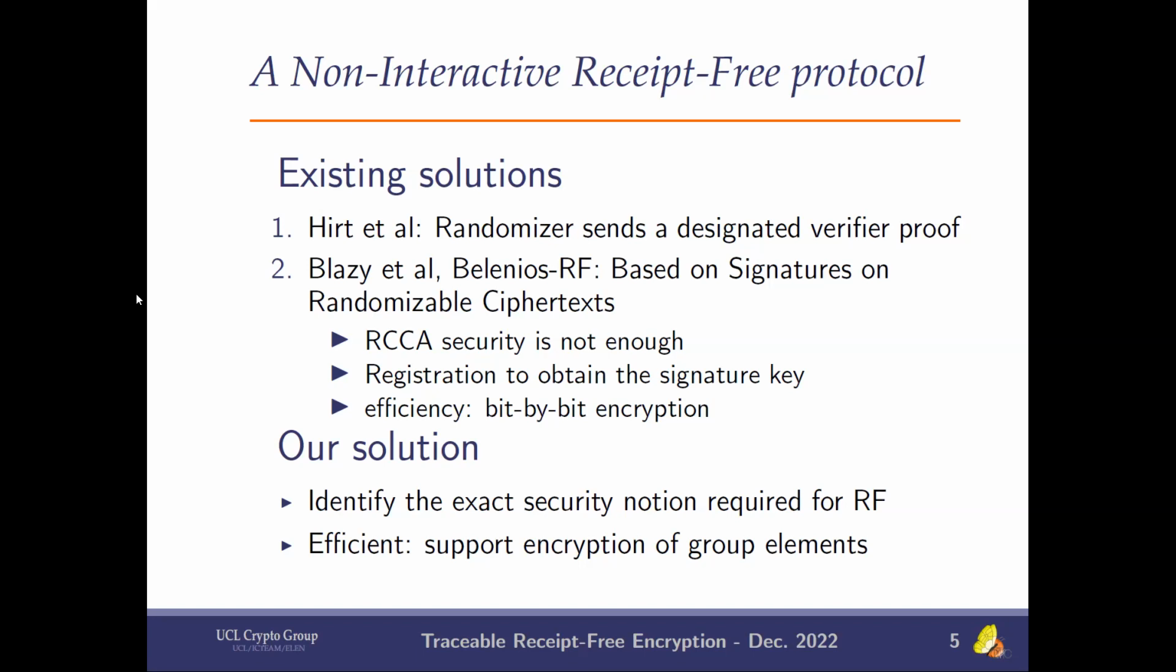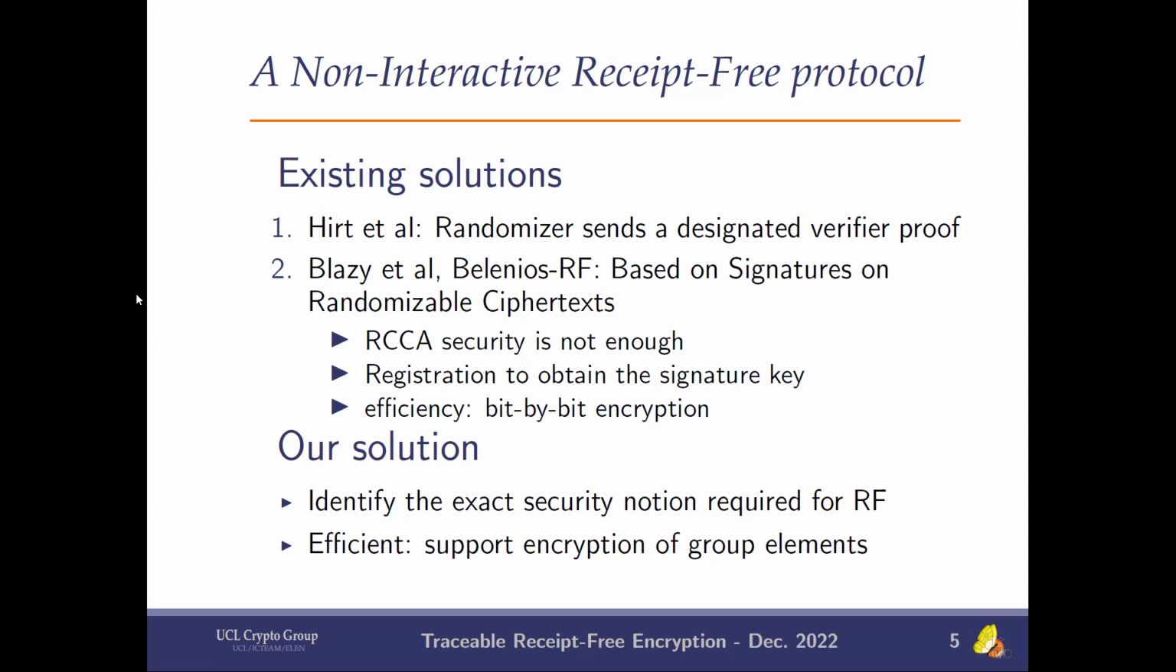a nice primitive that allows the voter to encrypt the ciphertext, and using a signature key they receive from the registration, they can sign their ciphertext and send it to the randomizing server. And the signature has some updating property. So when you randomize the ciphertext, you can also update the signature to randomize it. And it's still a valid signature.